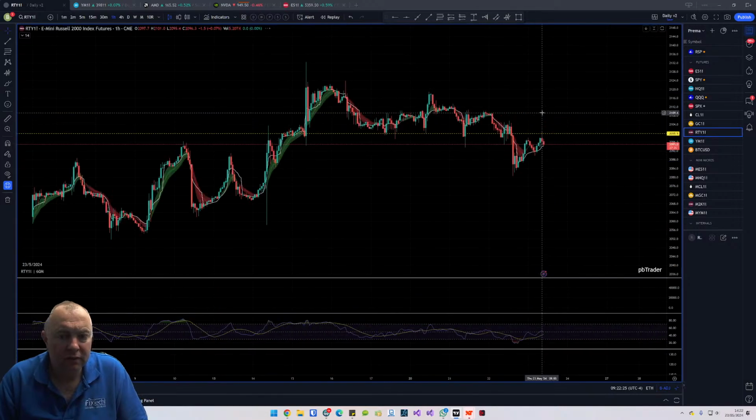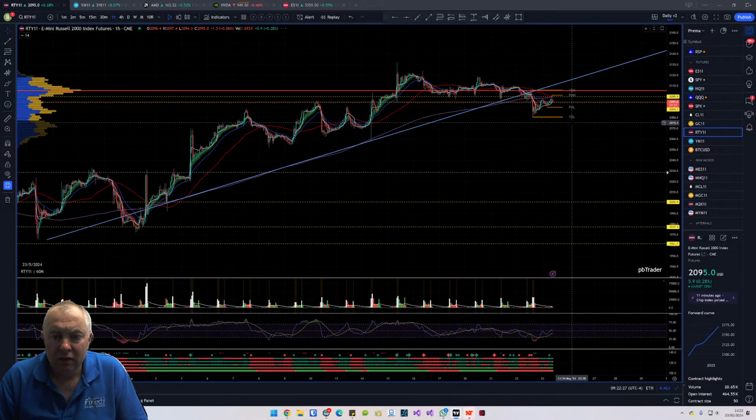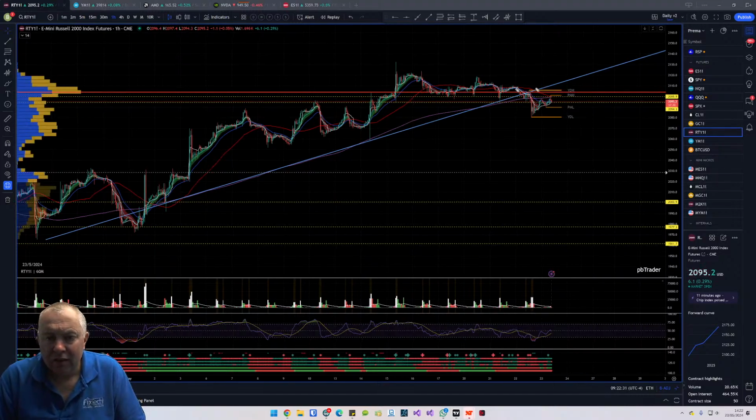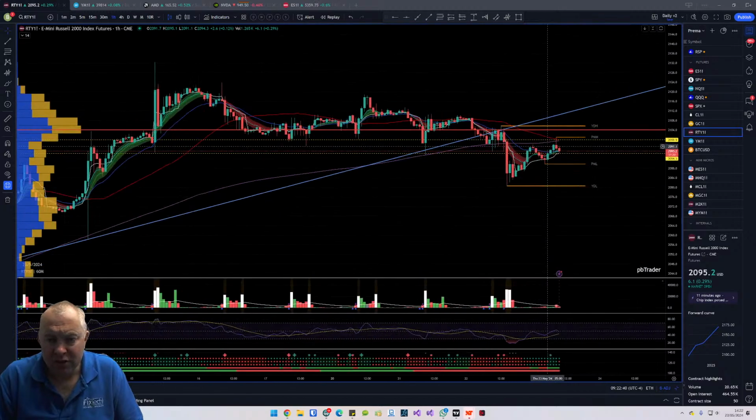RTY. That's looking much weaker than the other indices we just looked at. Do quite like it for a short. In fact, look at that level. The pre-market high was a short area, which is now gone.